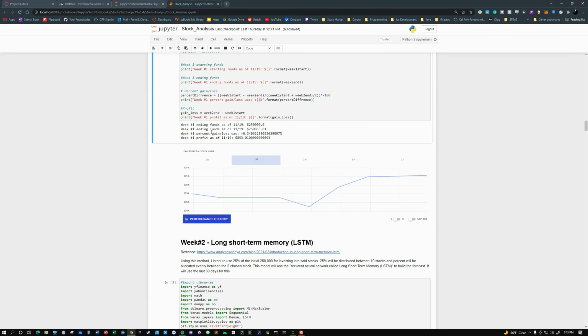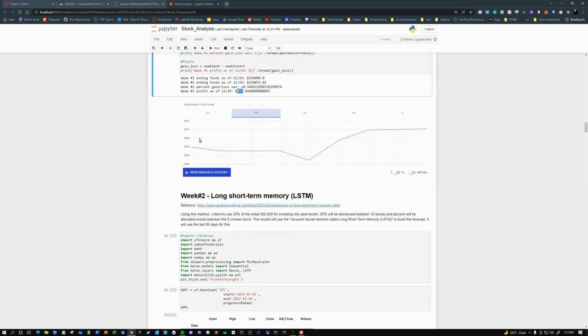Let me see. So like I said, we ended with a profit. In terms of percent, that profit was 0.34 of that 250. In terms of fiat, I guess, we ended up with a $853 profit for week one. And here's a performance chart as it shows.